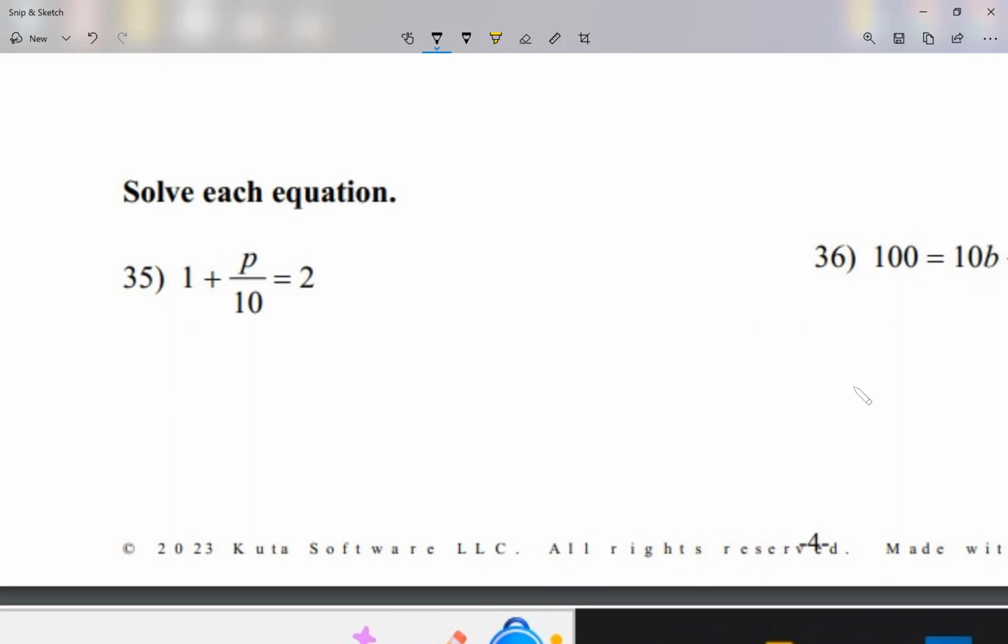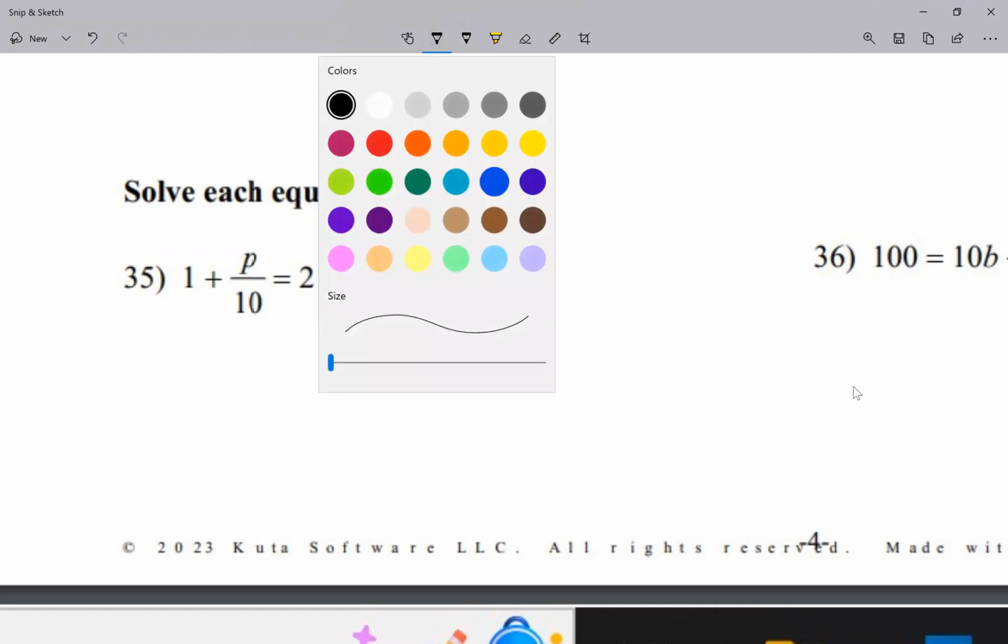As I mentioned before, a true statement is something like 2 plus 1 is equal to 3. Right? That's a true statement. Now, a false statement is something like 2 plus 1 is equal to 5. Right? That will be a false statement. So I'm just looking at what's the value of P that will give me a true statement.